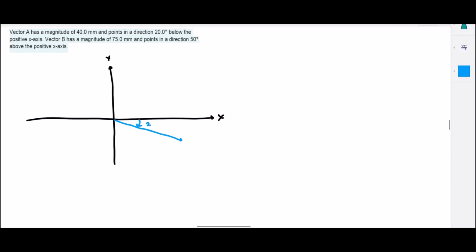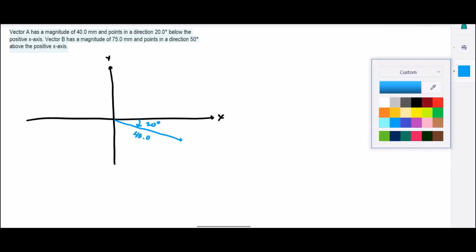degrees this way. And it's important to note that 20 degrees below the x-axis is the same as 340 degrees in standard position, because the entire thing would be 360. 360 minus 20 is 340. So if you're working with a program that doesn't allow negative angles, it's important to know how to convert it to the standard form one. That's just by subtracting it from 360. So 20 degrees below the x-axis is the same as 340 degrees, or it's the same spot. So that's that one, and it's got a magnitude of 40.0.